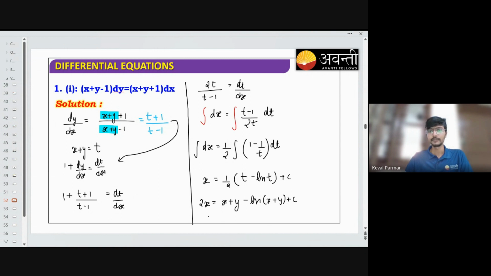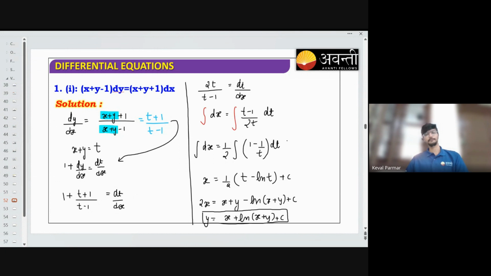So one of the x will get cancelled. I get y is equal to x plus ln of x plus y plus c. This is my answer. I hope you got it.